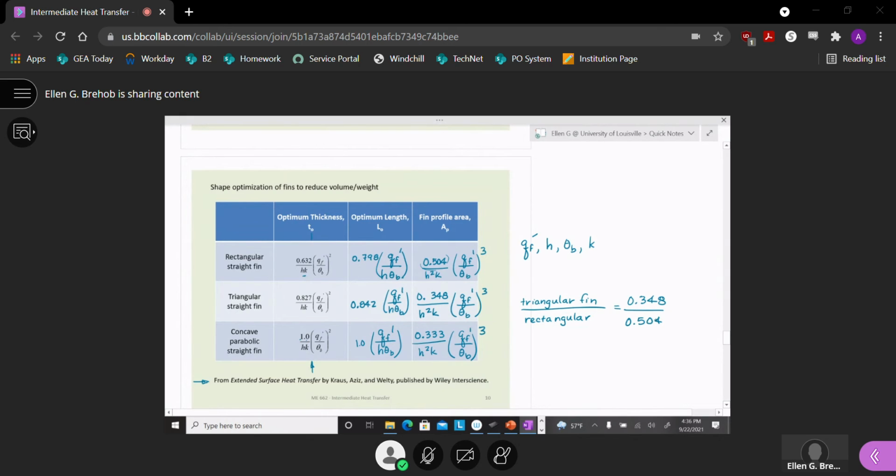So I could use a reduction of about 30% of material moving from a rectangular fin to a triangular fin, and I get the same heat removal. I could use the same fluid. Everything could be the same. I could reduce material.